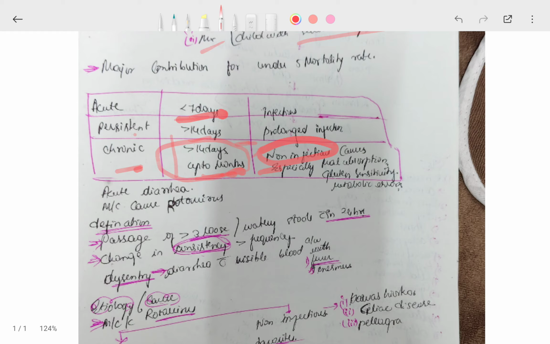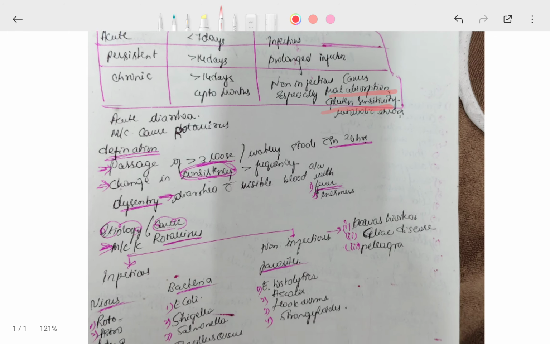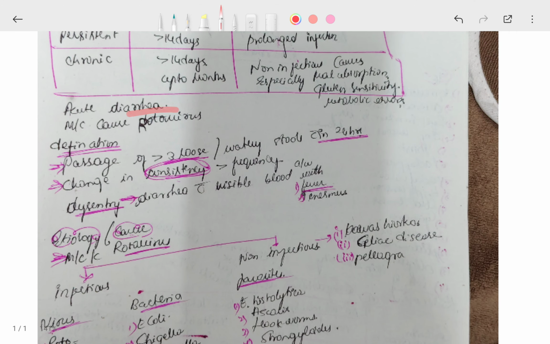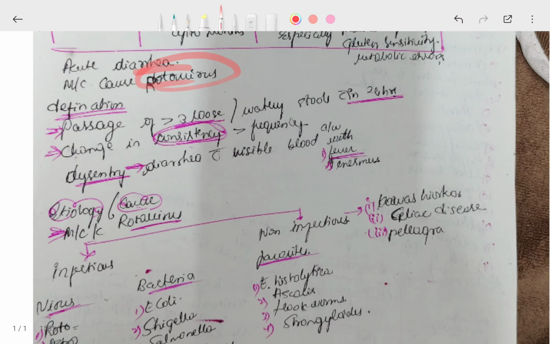This is very important, like malnutrition, especially malabsorption disorders or gluten sensitivity, a metabolic error. In gluten sensitivity disorder, you should not eat gluten-rich food, where gluten is not metabolized, for example barley and such things. Then coming to acute diarrhea, the most common cause is rotavirus in children.